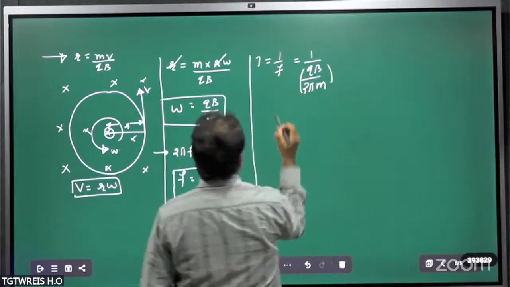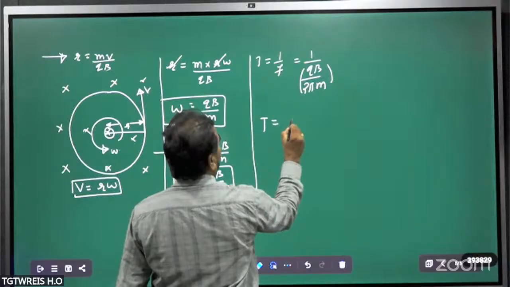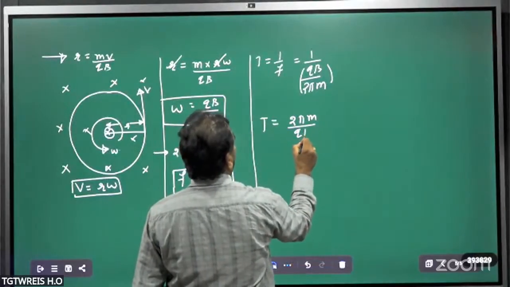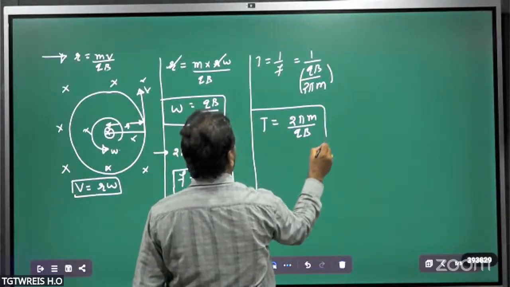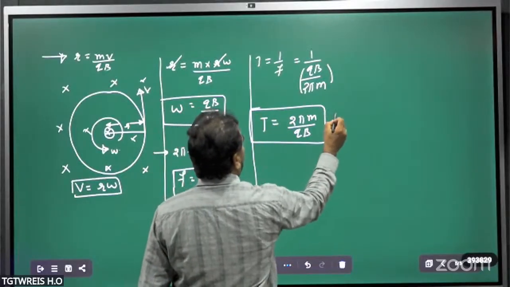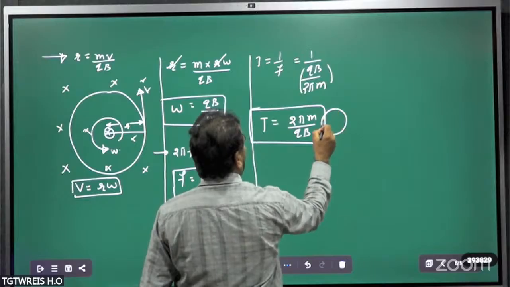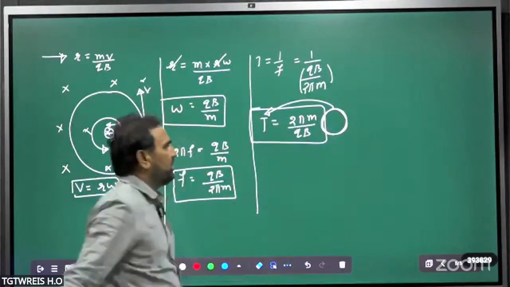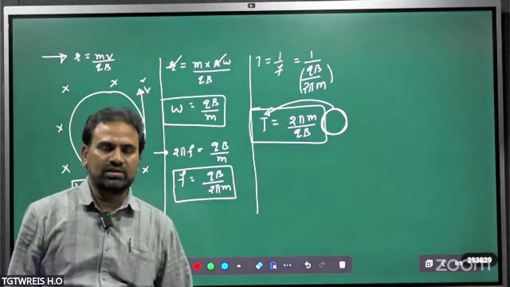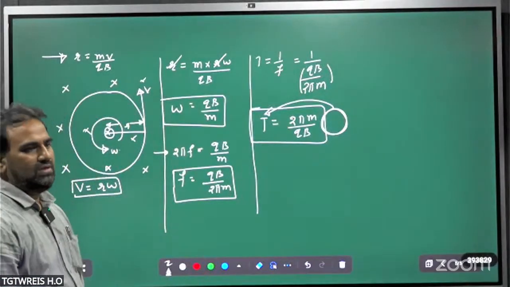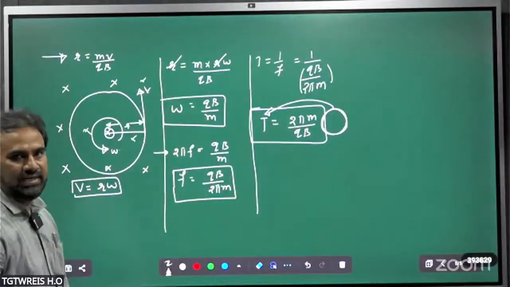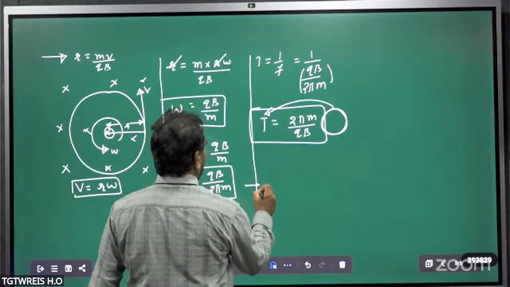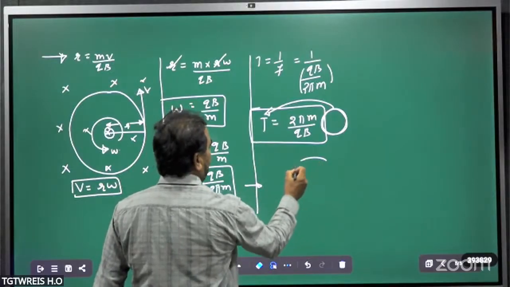That is, the time period of the charged particle is given by T is equal to 2 pi m upon qB. Time period means the time taken by the particle to complete one rotation. To complete one rotation, how much time will it take? T is equal to 2 pi m upon qB. This is called the time period of the charged particle. Is it clear?